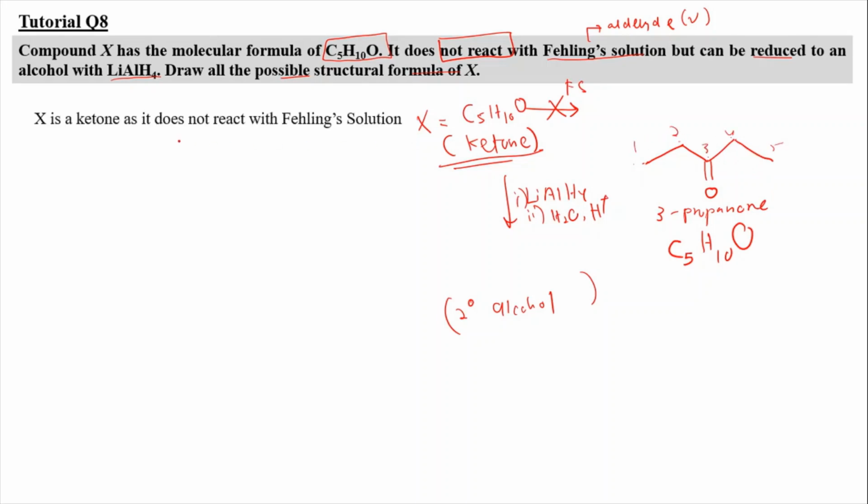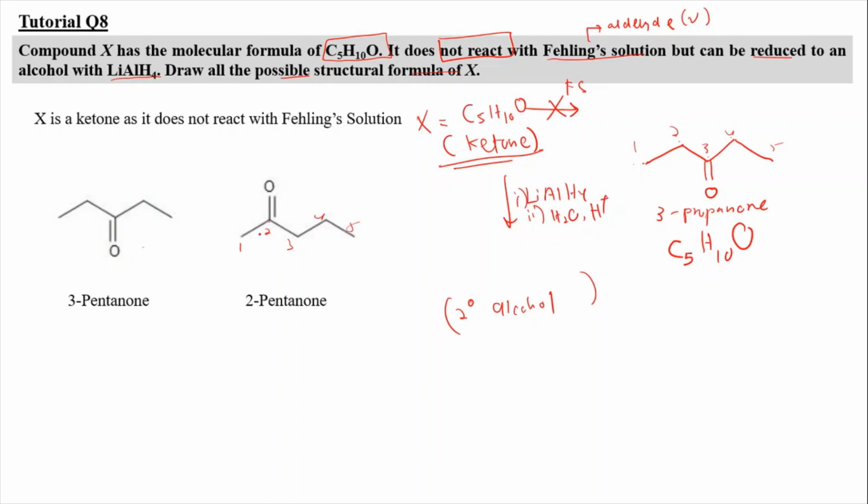Okay, so we know that X is a ketone as it does not react with Fehling solution, and the first structure that it can possibly be is 3-pentanone. Okay, the second structure that it can possibly be is, maybe I can change the ketone part here, I can change it into here. Okay, so or here. Okay, doesn't matter if you want to put it here or here. So if you were to put it here, you're gonna get it as 1 2 3 4 5, so it's gonna be 2-pentanone.